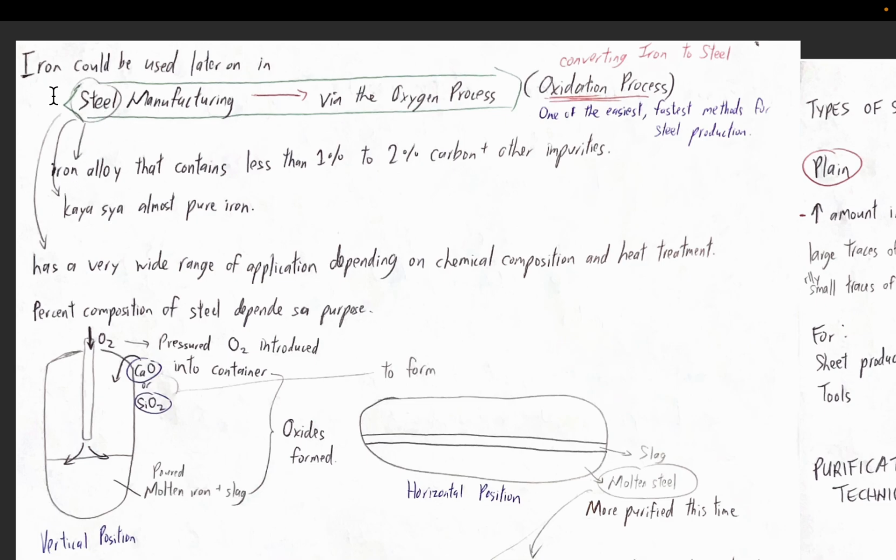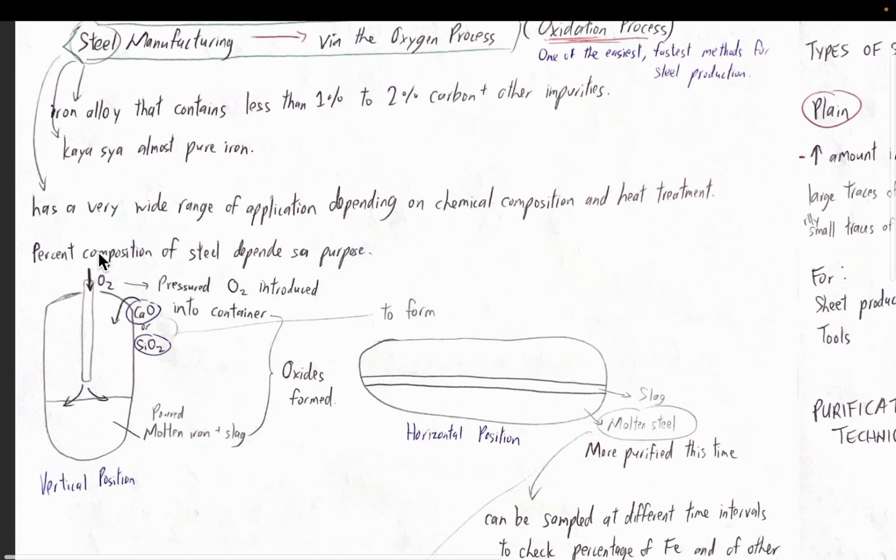compared to iron earlier, which was characterized by having a significant amount of impurities. It's opposite to that of steel. The percent composition of steel has to depend on its purpose. Depending on where you're going to use that steel, the properties with respect to percent composition may be different.